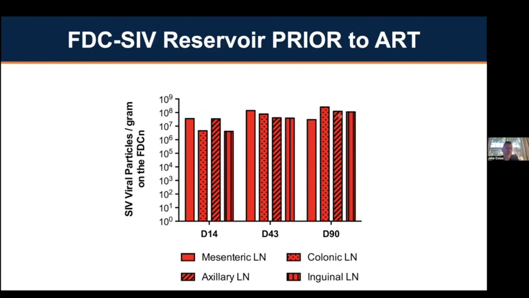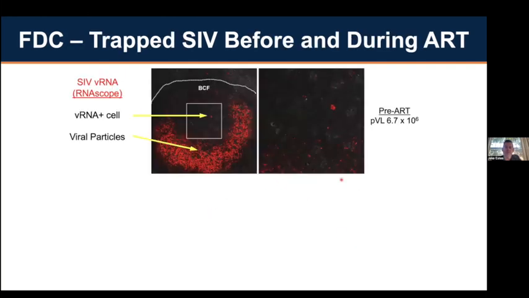And when we estimate based on the mass of these lymph nodes in this infected host, we find that there are greater than 10 to the 10th viral particles that are actually trapped on the FDC prior to antiretroviral therapy. But we know that this actually changes with antiretroviral therapy. So how does this look?